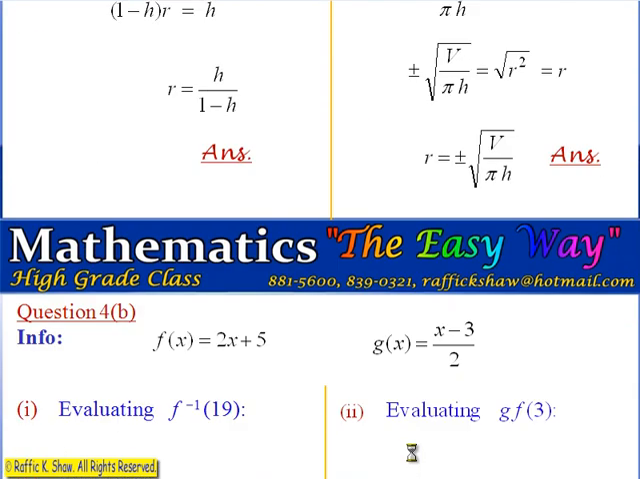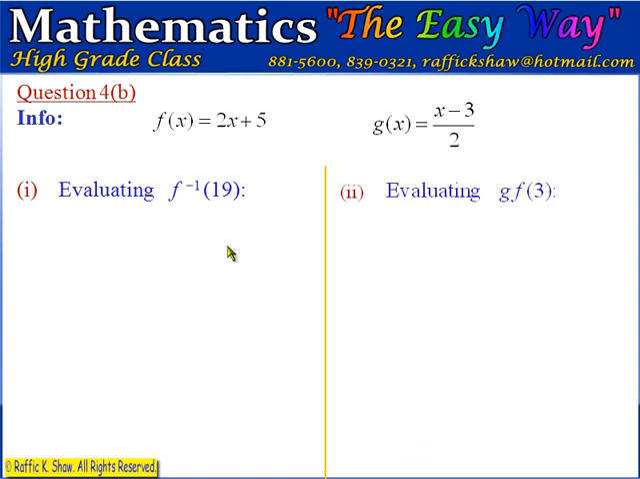Alright, let's move down now to part B. In part B, we are given these two functions, f of x equals 2x plus 5 and g of x equals (x minus 3) divided by 2. In part 1, we are asked to find f to the minus 1 of 19.